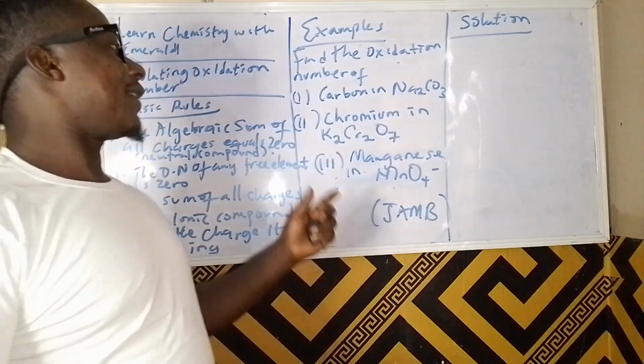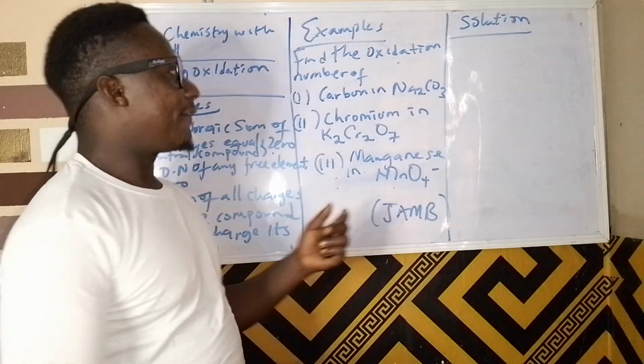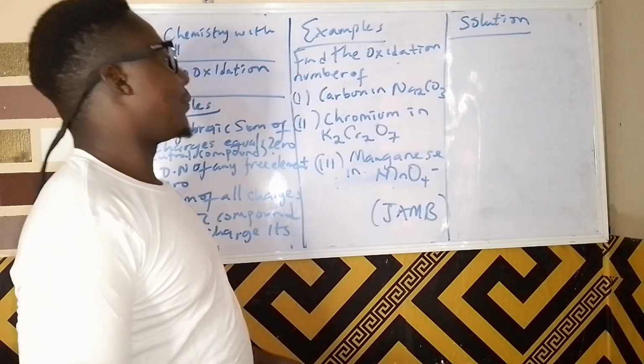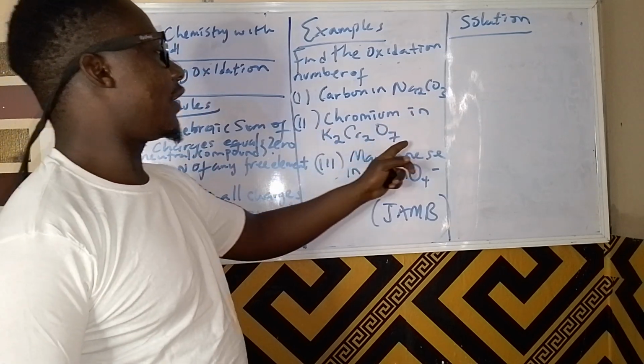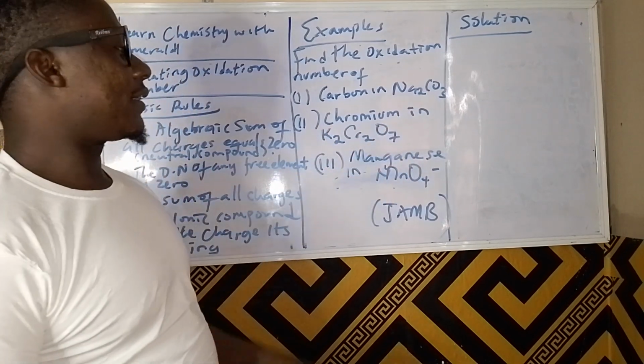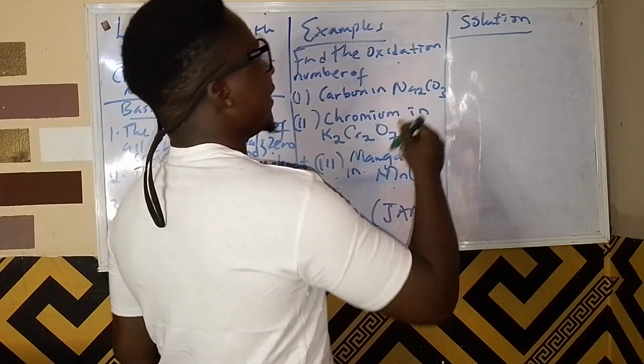Now let's look at some examples. These are JAMB questions. Find the oxidation number of carbon in Na2CO3, chromium in K2Cr2O7, and manganese in MnO4 minus. Now let's solve each of them.